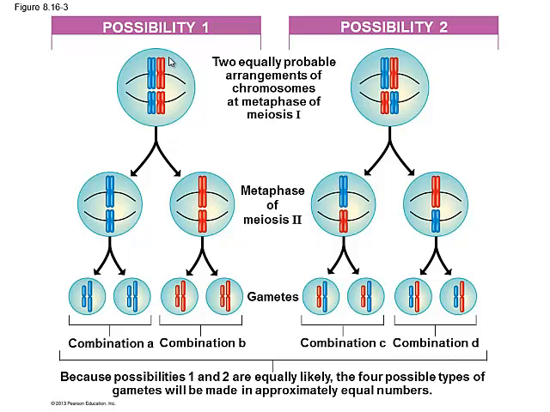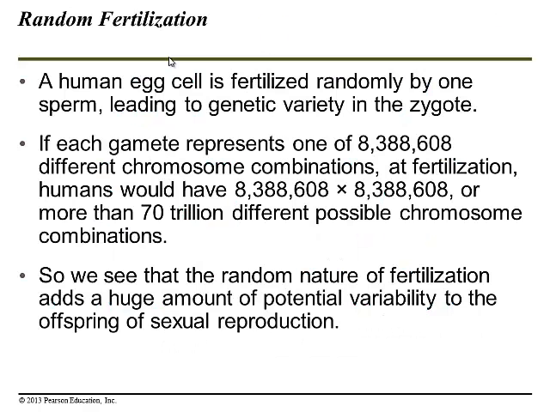You'd still get the same information. So combination A, combination B, combination C, combination D, we see how many different possibilities there are in our gametes. So, staggering numbers. If each gamete represents 8 million different chromosome combinations, then when two of them come together in fertilization, humans would have 8 million times 8 million, more than 70 trillion different possible chromosome combinations for humans alone. If I have more chromosomes and I'm a sexually reproducing organism, that number's even higher.